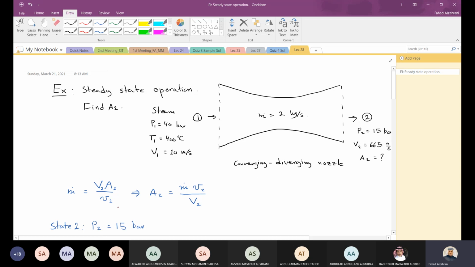The mass flow rate equation. You can see that the mass flow rate equals velocity times area divided by specific volume. So velocity times area divided by specific volume. If I want to solve for area, this becomes area equals m dot times specific volume divided by the velocity here.